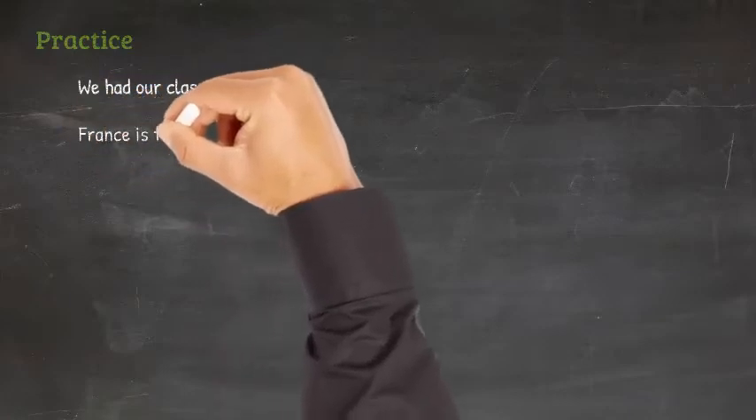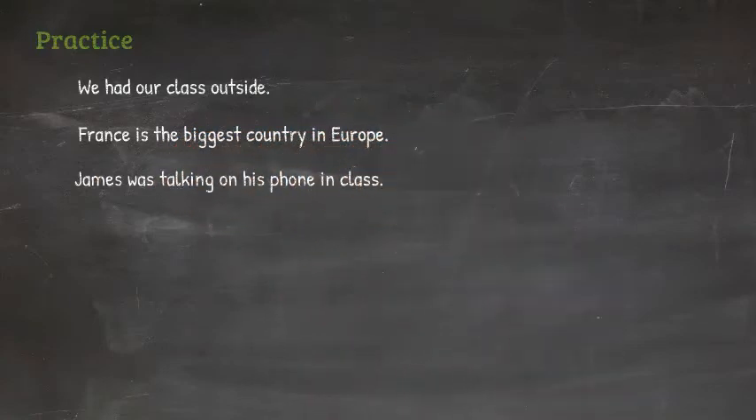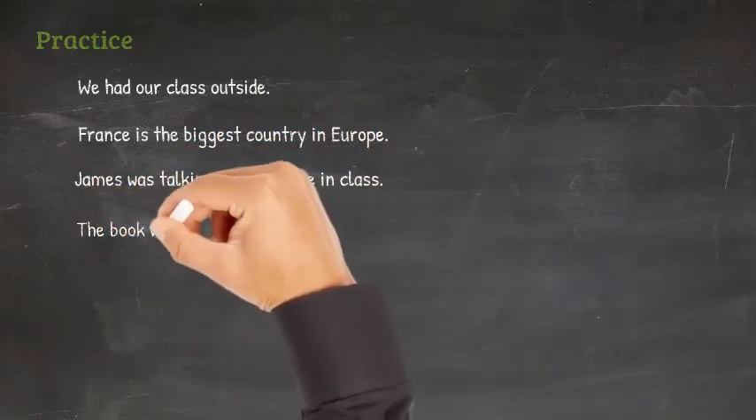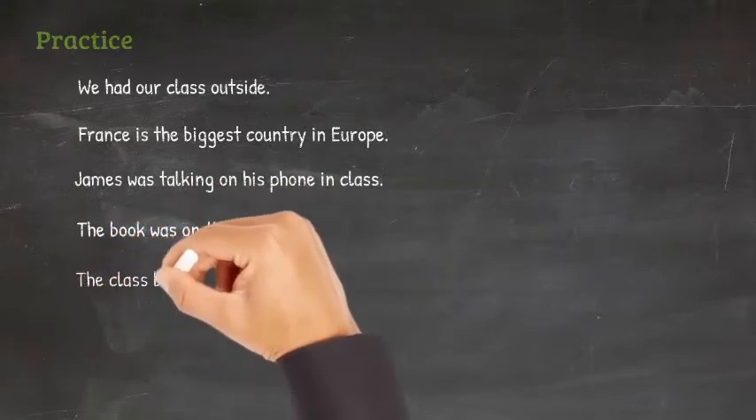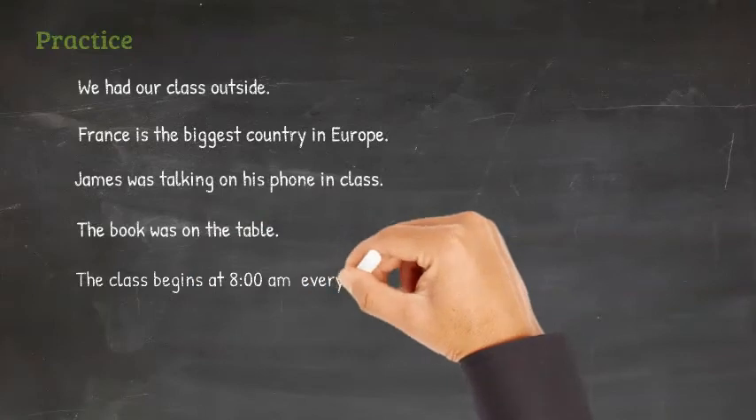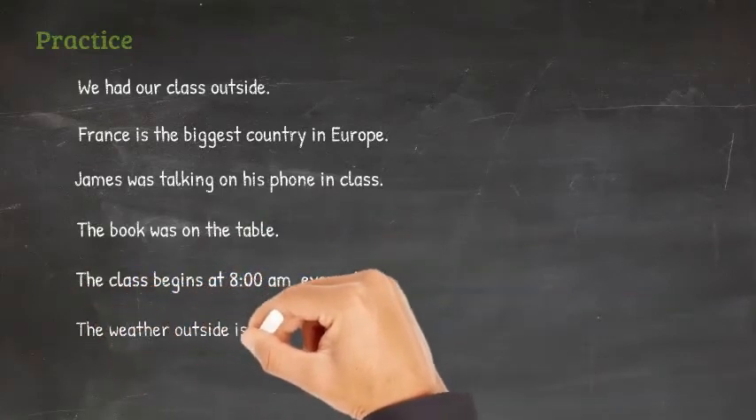Number 1, we had our class outside. Number 2, France is the biggest country in Europe. Number 3, James was talking on his phone in class. Number 4, the book was on the table. Number 5, the class begins at 8 a.m. every day. And number 6, the weather outside is very nice today.